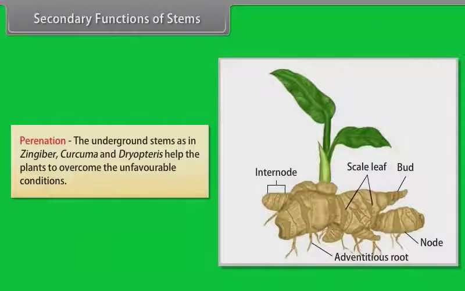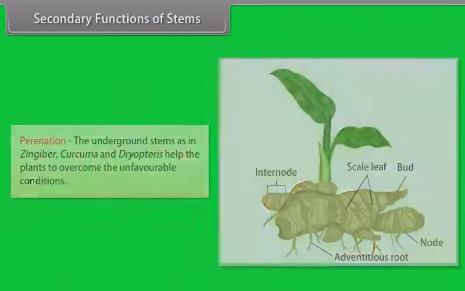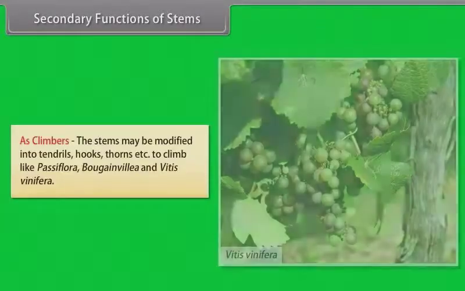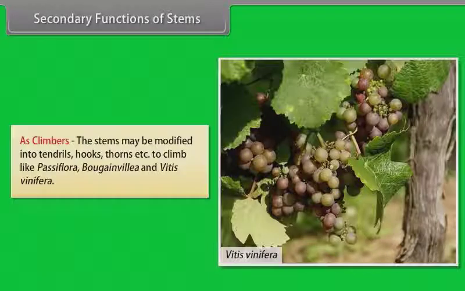Secondary functions of stems. Perennation. The underground stems, as in Zingiber, Curcuma, and Dryopteris, help the plants to overcome unfavorable conditions. Storage of food. Food is stored in parenchymatous cells of underground stems like Solanum tuberosum, Colocasia, ginger. As climbers, the stems may be modified into tendrils, hooks, thorns, etc. to climb, like Passiflora, Bougainvillea, and Vitis vinifera.